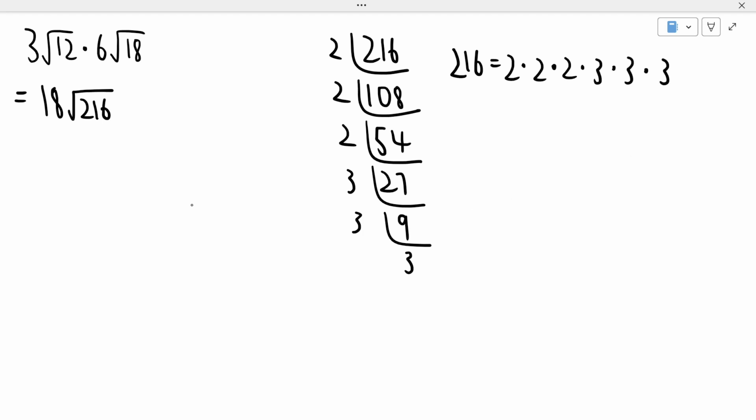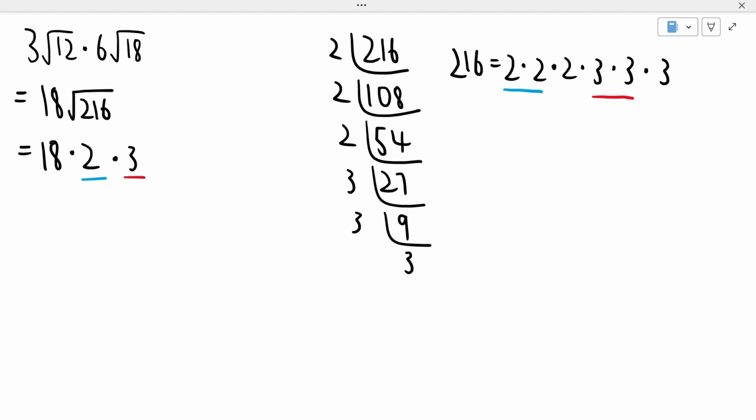To simplify this expression further, we first rewrite the 18, which stays the same. Then we look at the prime factorization for repeated prime factors. There's a pair of 2's, and this results in a single factor of 2. And then there's also a pair of 3's, which will result in a single factor of 3.